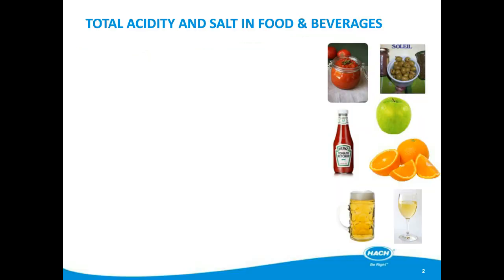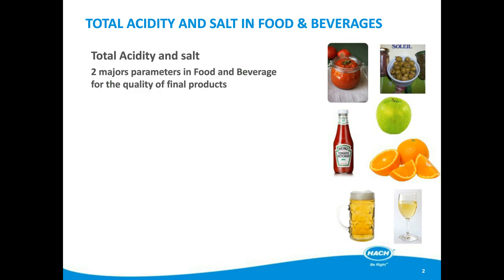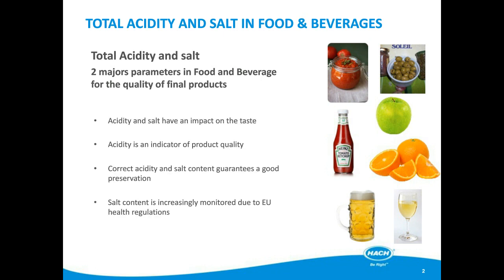Total acidity and salt are very common parameters in food and beverages. These parameters are used to check the quality of final products or raw materials, because acidity and salt have an impact on the taste. Acidity is an indicator of product quality. Correct acidity and salt guarantee good preservation, and salt is increasingly monitored due to European health regulations.